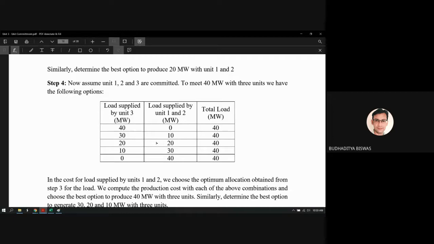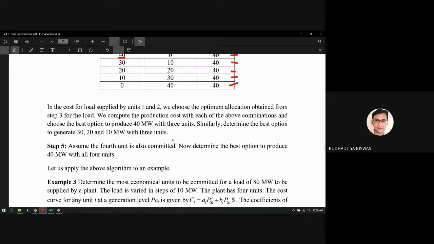Then we need to find out that when unit 3 is committed to meet the 40 megawatt load demand, if unit 3 is alone generating 40 megawatt, then the load supplied by unit 1 and 2 is 0. Again, we need to find various combinations for generating the 40 megawatt, but at that time unit 3 is also committed. And every time we need to find out the production cost. And from this one, we need to find out the best condition for generating that particular load demand.